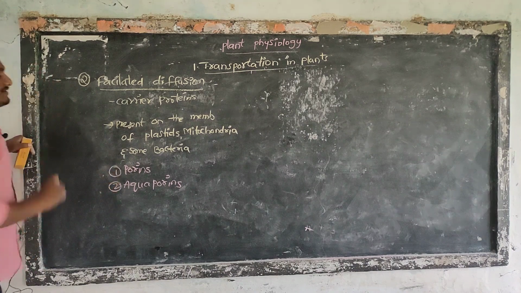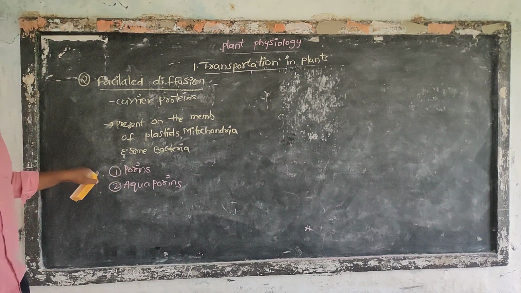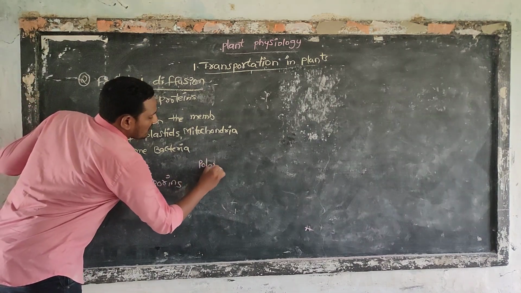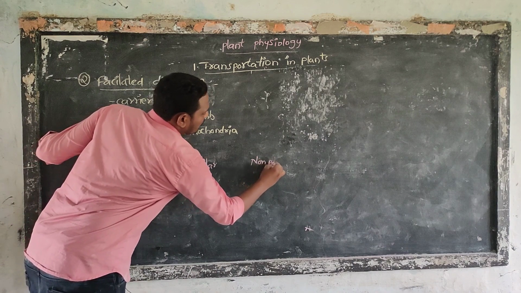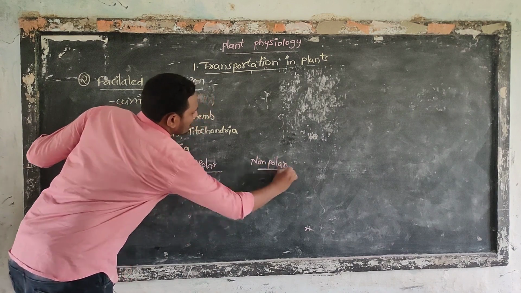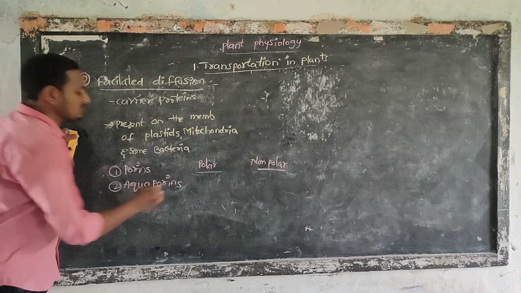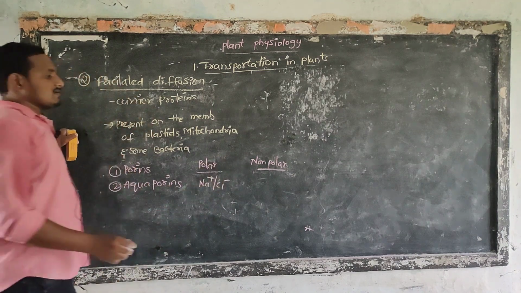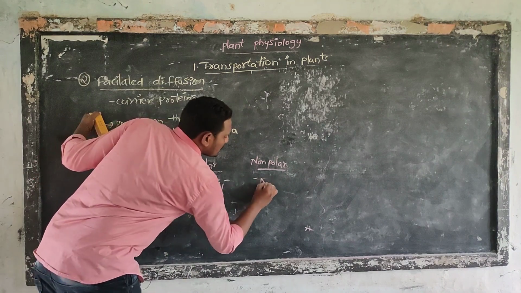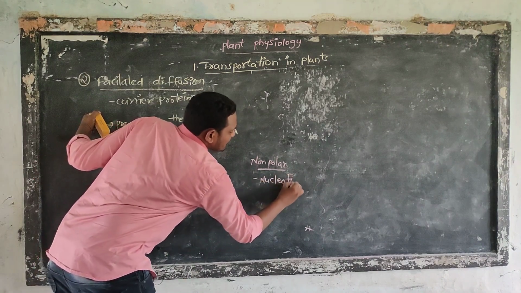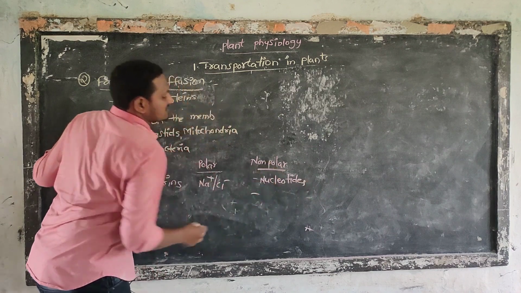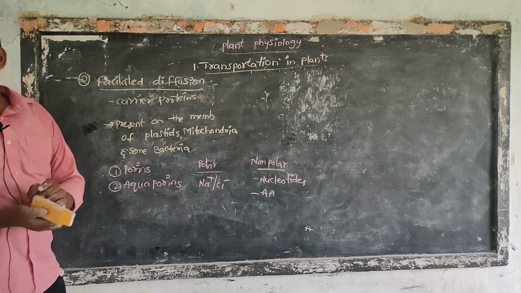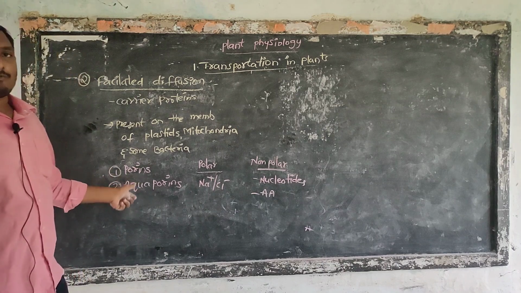Which types of substances are transferred in the plant body? One is polar and non-polar substances. Polar substances means Na plus, Cl minus ions. Non-polar ones are nucleic acids, nucleotides, and amino acids, which are mainly transferred with the help of these porins and aquaporins.